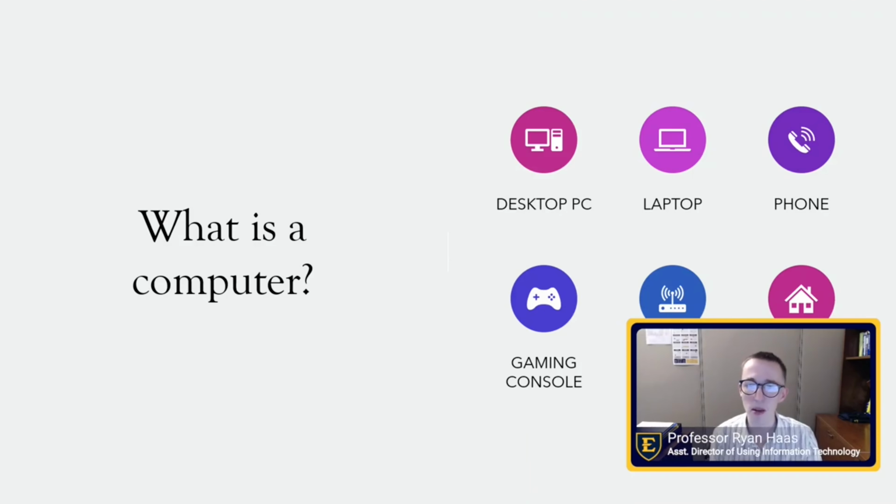But did you think about your smartphone or your gaming console or even your Wi-Fi router? Or did you even consider maybe that smart toaster that lets you make toast using a mobile app? These are all forms of computers. Simply put, a computer is a digital device that takes input, does processing on that input to serve up output over and over again.